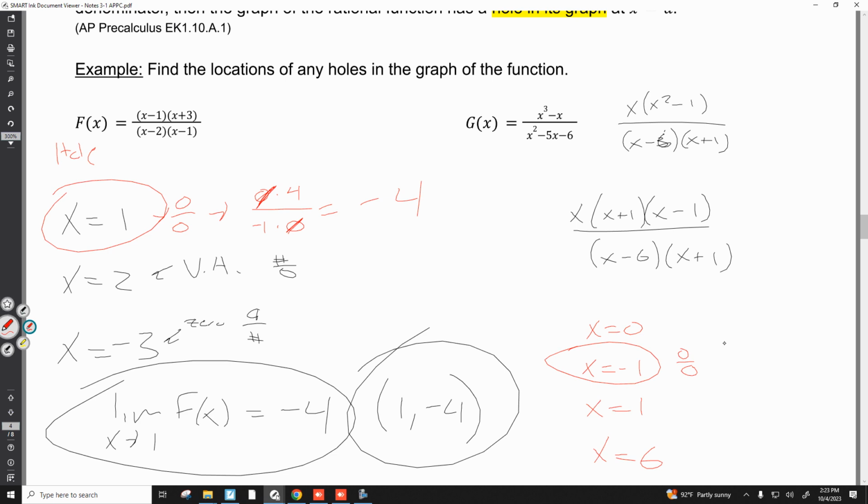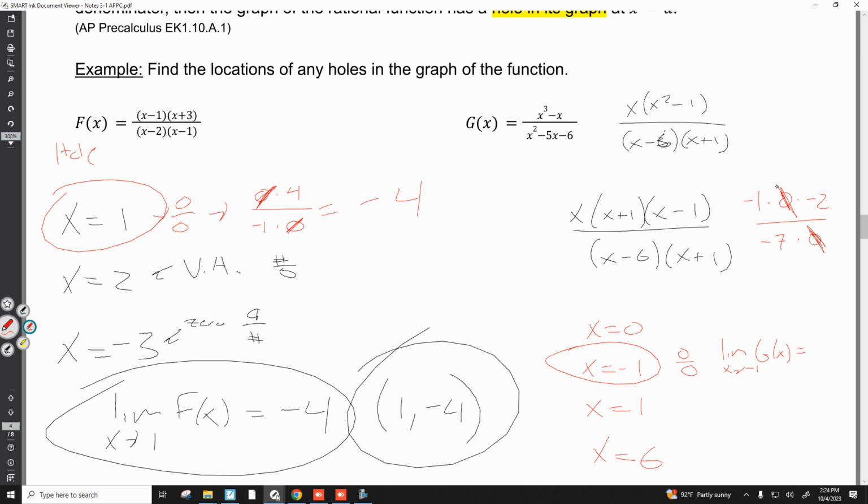If I plugged in -1 into g of x, I would get -1 times 0 times -2 over -7 times 0. Now, we're not getting 0 because when we talk about limits, we talk about getting close to, not exactly. If I plugged in something close to -1, these zeros are just numbers that are close to 0, and those numbers can cancel.